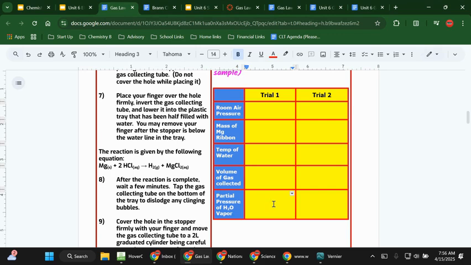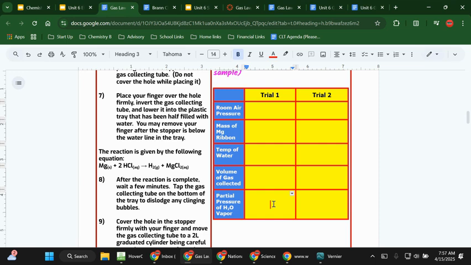When you're done, equalize the pressures. The pressure in the tube here is equal to the pressure of the atmosphere out here when the water levels are equal. You get your final volume, dump this, you're done now.